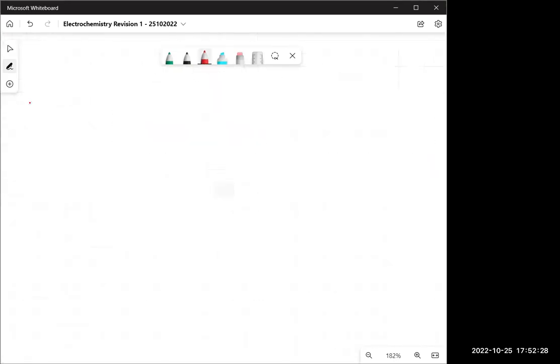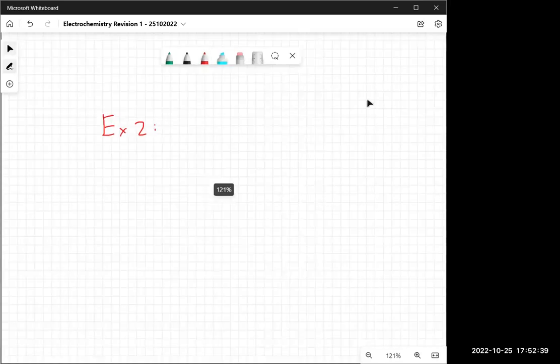Now, next example, example number 2. Example 2 is going to be everything about some other metal, some other compound. What kind of compound can we take? Let's look at the periodic table.